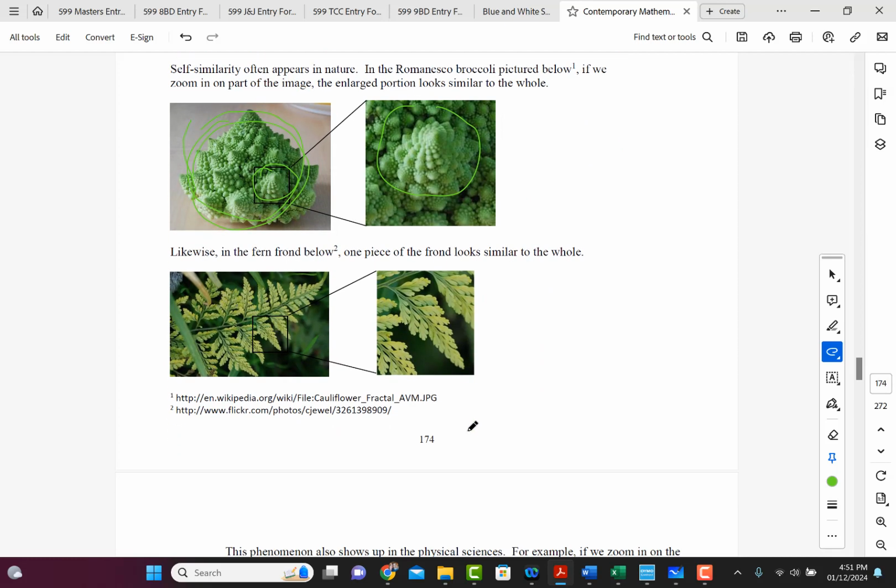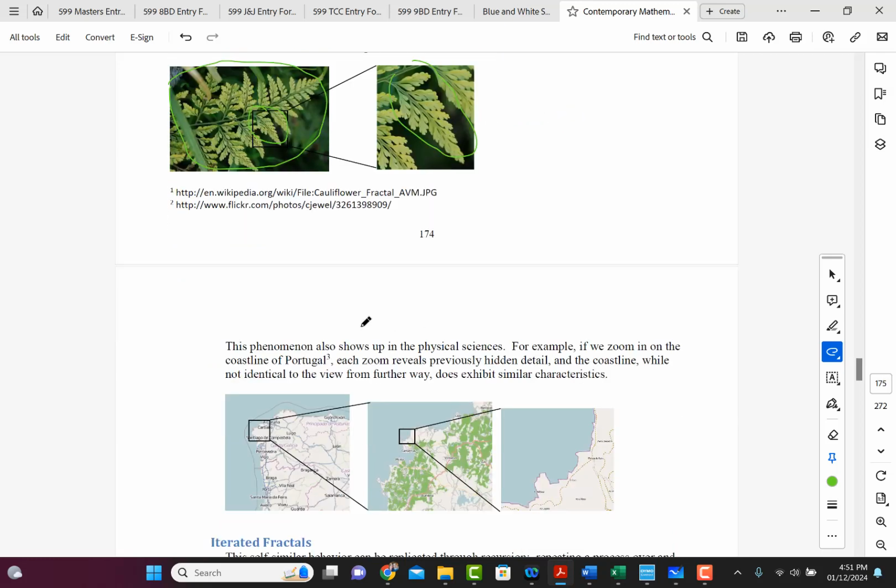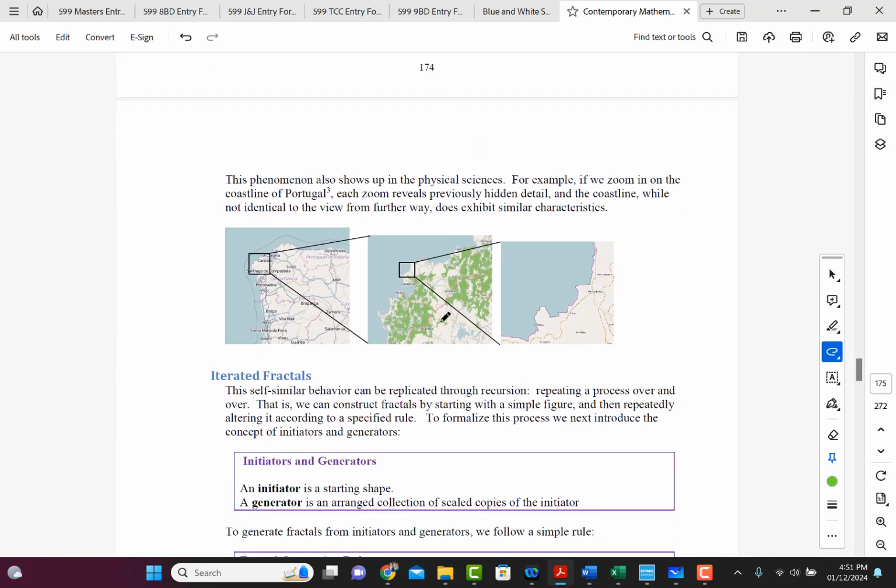Now, also we can see that in the fern, right? If we look at the fern, each leaf, and if we take this piece here and blow it up, it looks like a miniature version of the whole. Okay? So we see a lot of things like this in the natural world.